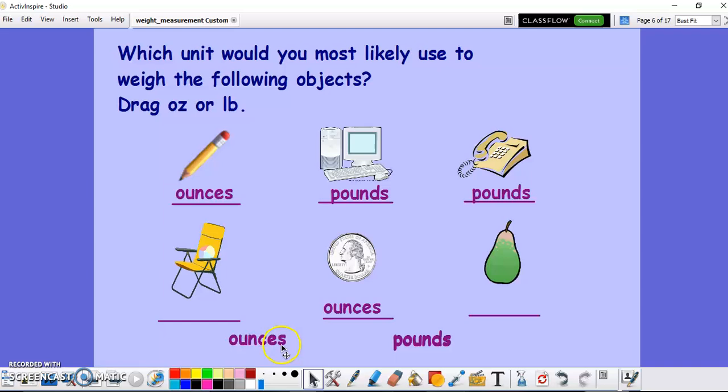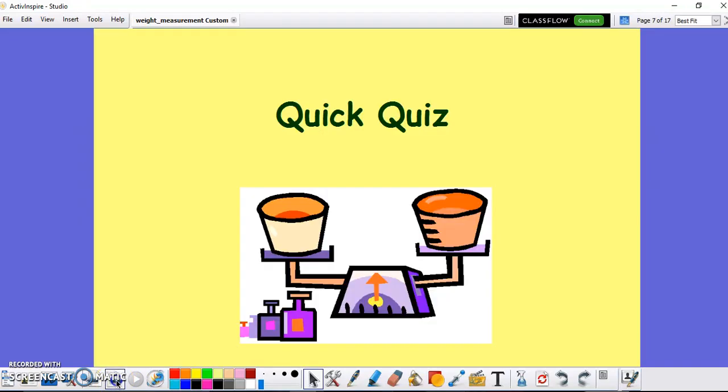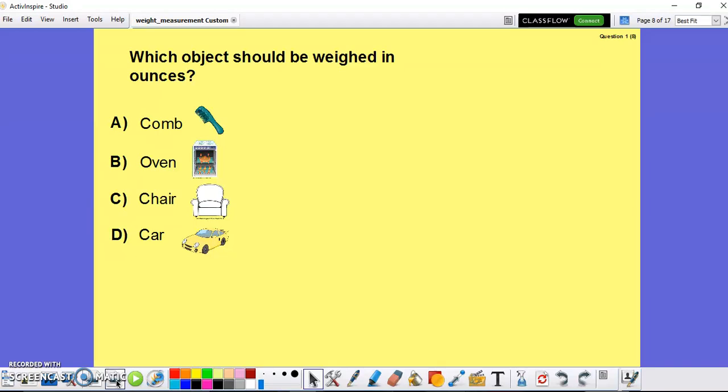And a pear, as well as a chair, would be in ounces. Because they're my smallest and lightest units, I use ounces. And for the middle types of objects, I'll be using pounds. Here's a couple more questions. Quick quiz. Which object would be weighed in ounces? Again, when I think about ounces, I should be thinking about 1 slice of bread.